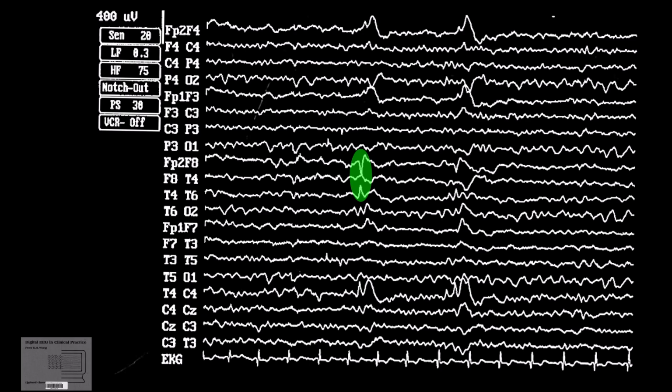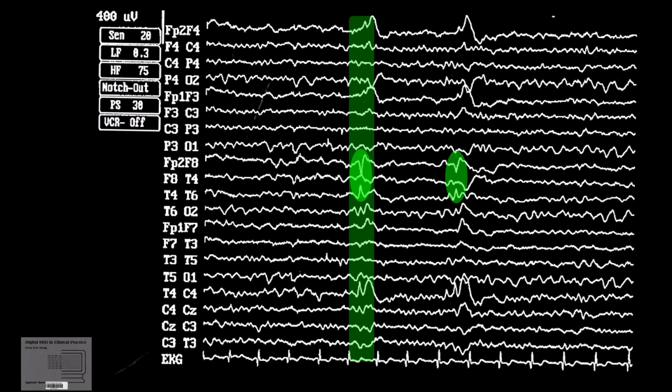In this tracing, you have a phase reversal involving F8, T4, and T6. It is important to stress that the most important finding in a bipolar montage is phase reversal. The same pattern is present a few seconds after. It is important to notice that at the same time, other waveforms triggered by the same or at least a temporally linked process manifest themselves at different electrodes, especially as a spike and wave at the T4 and C4 recordings.